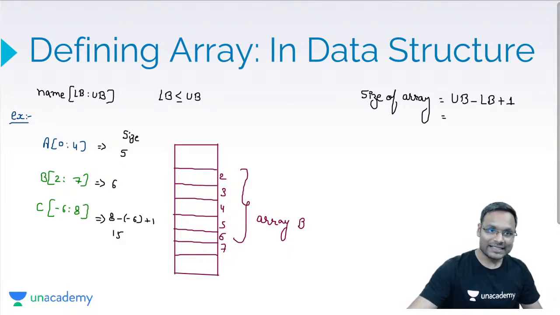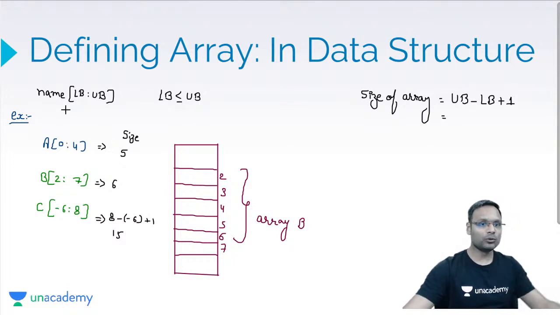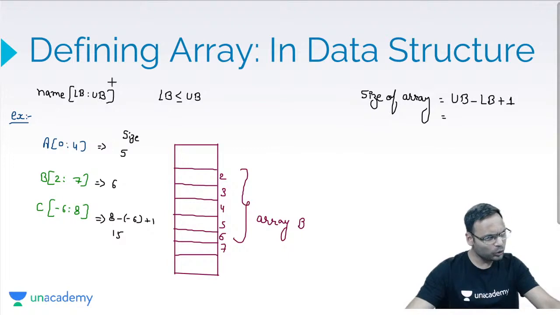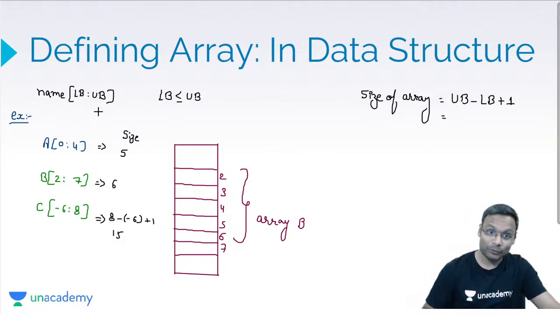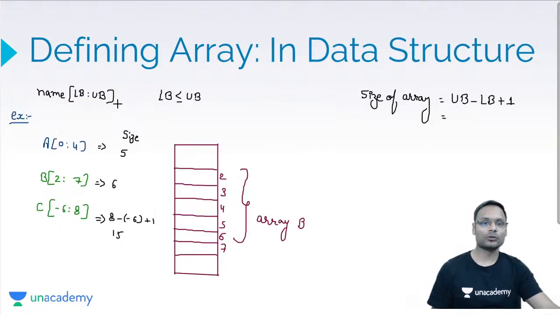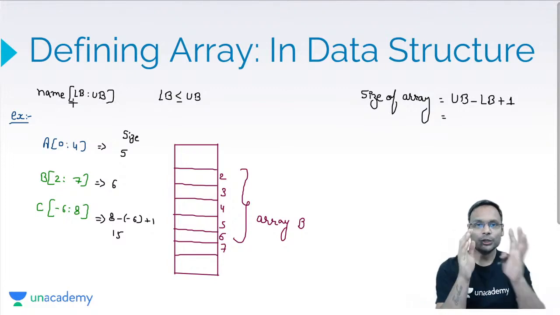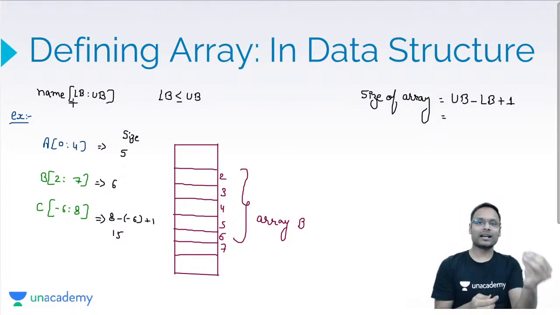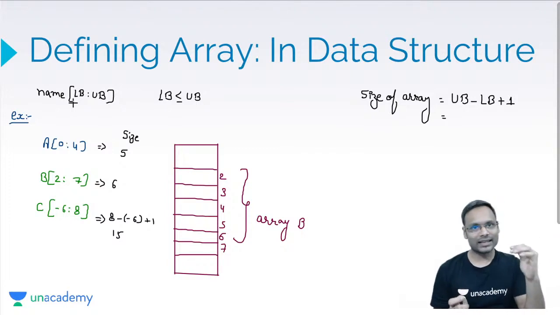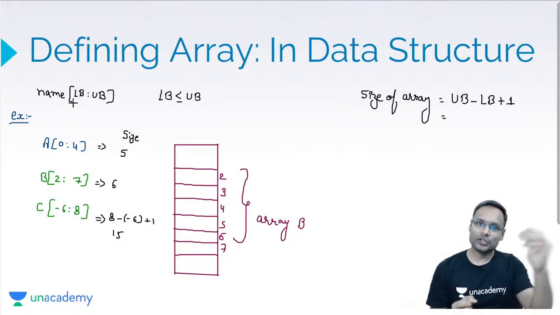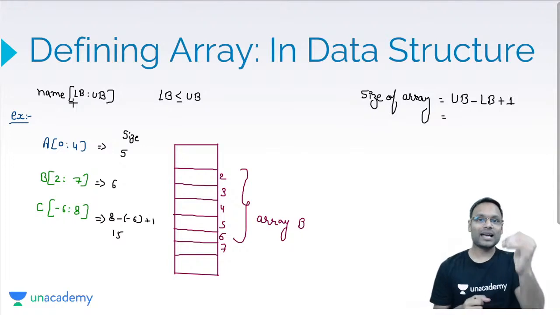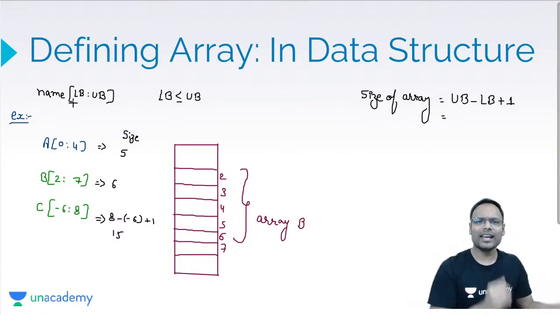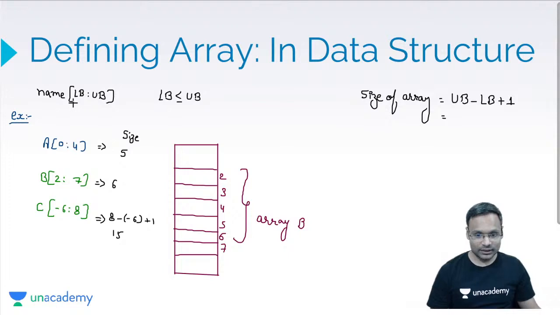So is it necessary that each array I'll have to define like this in data structure? You can define like that way, or you can define in fact like this way also in data structure. If size is given, you know that the by default starting index is 0 usually. And if size is not given, they will give you upper bound, lower bound. So based on that, you can easily calculate what is the size of array. Clear? I hope it is clear to everybody.